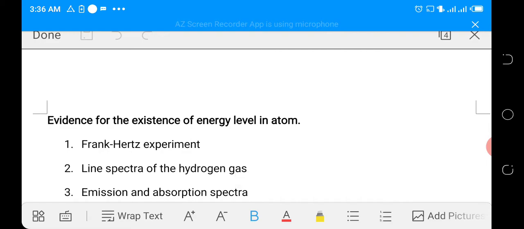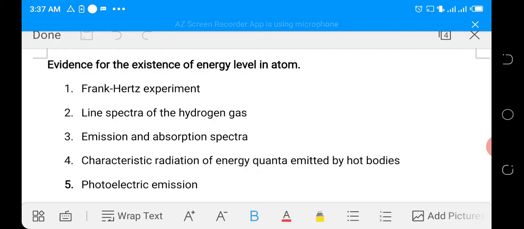Evidence for the existence of energy levels in an atom. The following are evidences that support the existence of energy levels in atoms. 1. Franck-Hertz experiment. The experiment performed by Franck and Hertz shows that energy levels exist in atoms. 2. Line spectra of hydrogen gas. 3. Emission and absorption spectra. 4. Characteristic radiation of energy quanta emitted by Earth bodies. 5. Photoelectric emission.